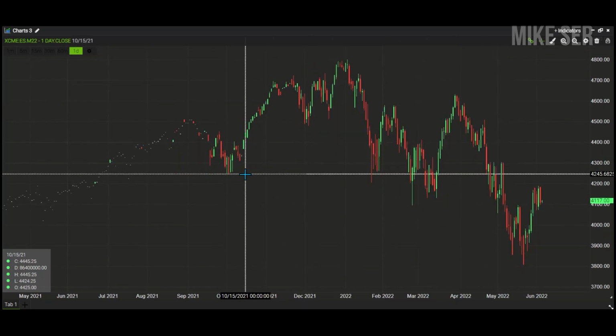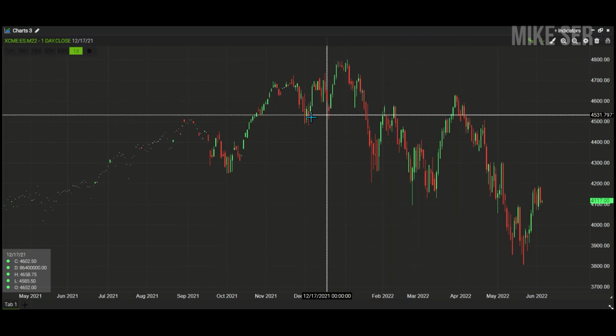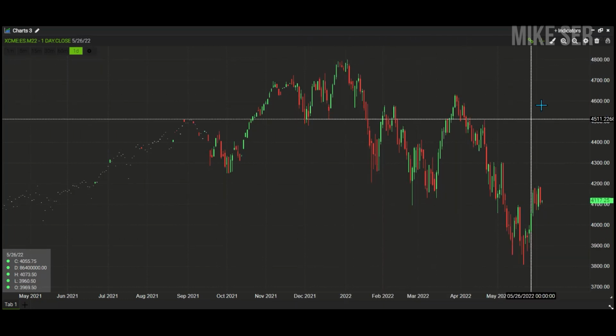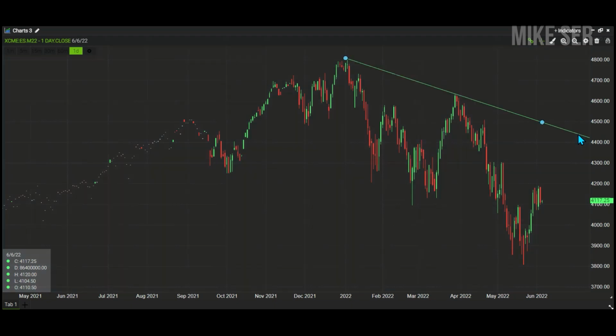All right, so you can see here that it's basically been trending down. You can see lower highs, lower lows. So let's draw some trend lines right here, extending this out. Then we'll draw a short-term trend right here, extending down, and we can see this downward trend.